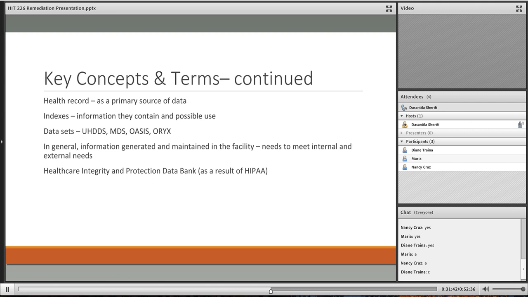One more thing here in the slide, the Healthcare Integrity and Protection Data Bank. This was a result of HIPAA, okay? And it led to the creation of the National Practitioner Data Bank. You remember what the NPDB is, the National Practitioner Data Bank? It's a data bank where information about physicians all over the country is maintained. That includes their education, their specialties, where they went to school, and even cases if there were cases, lawsuits, or certain decisions that were made.